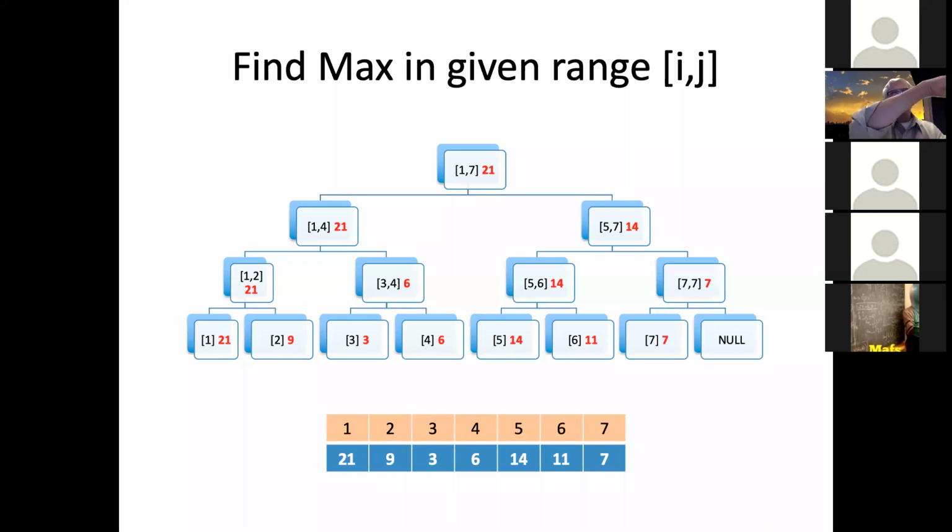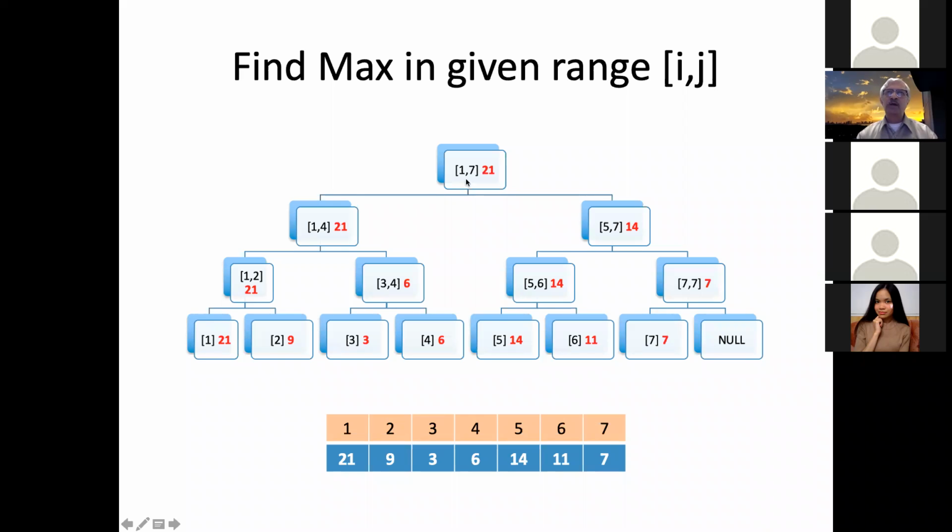All right. So remember, i is 2 and j is 5. We want to go from 2 to 5. Is that clear? Okay, so we start with 2 to 5 up here. We know 2 to 5 is contained in 1 through 7, but we have to figure out whether it's completely in the left subtree or it's completely in the right subtree or partly in the left and partly in the right.